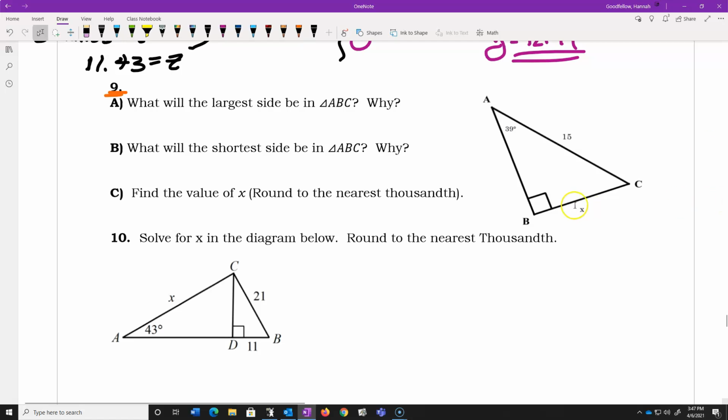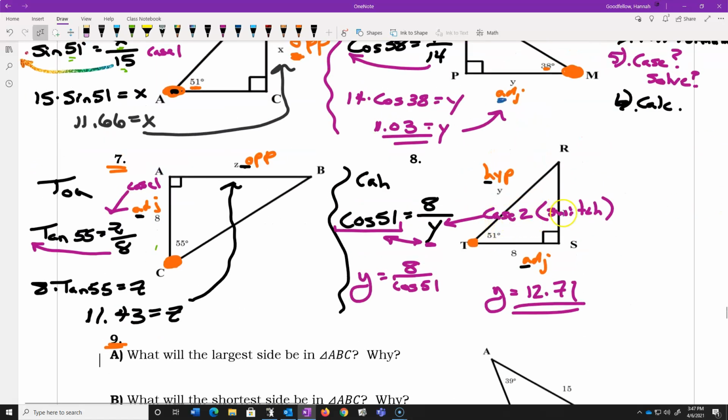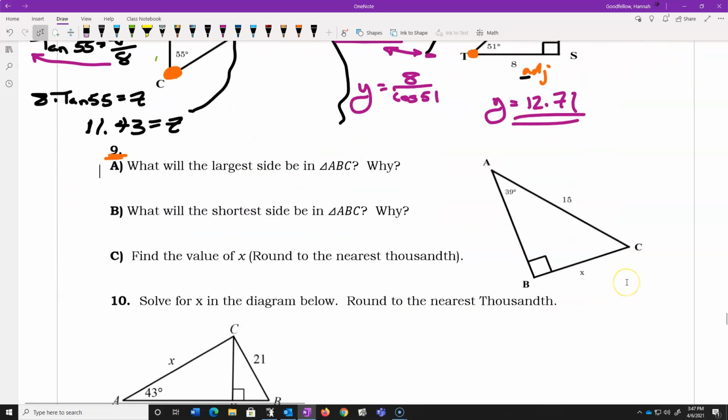If your answer is across from a big angle, or it's next to a big angle, or across from the 90, let's just say that. If it was across from the 90, it better be the biggest side. So make sure your answers seem to make sense. If it's across from a big angle, big side. If it's across from the 90, it better be the biggest side. If it's across from the smallest one, it's going to be the smallest side.